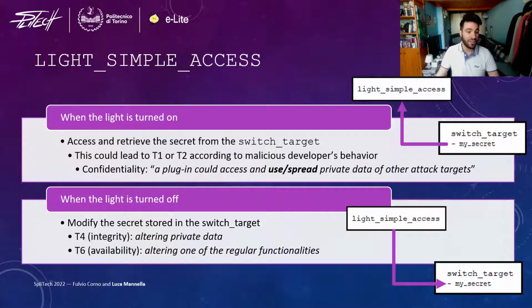Then, when the light is turned off, the integration modifies the secret stored in the switch target. And this leads to an integrity threat because it is altering private data of the switch target, but could lead also to T6 because, again, if the secret is an access token used to notify a light state to an external service, through changing it, the integration compromises a functionality of the switch.